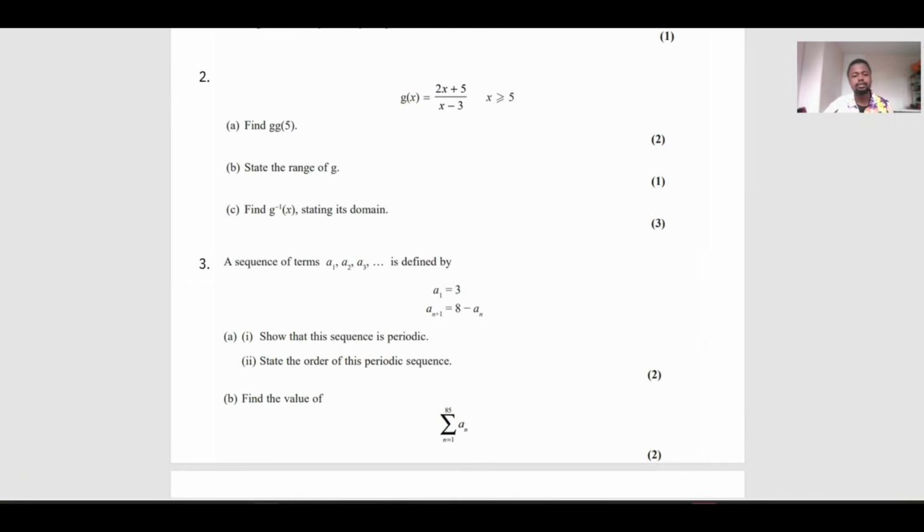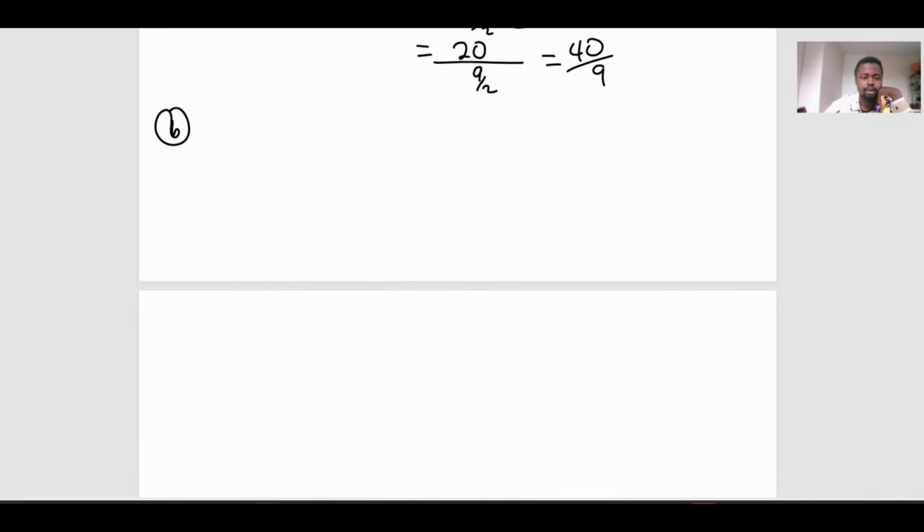it says to state the range of g. State the range of g. So remember we said x has to be greater than or equal to 5. Okay, let me write it out. x has to be greater than or equal to 5. We want to find the range of g, that is, our g of x is going to be moving from what value to what value. So I will put the least value of x. The least value of x in this is 5, because we said x has to be greater than or equal to 5. So the lowest x can be is 5.